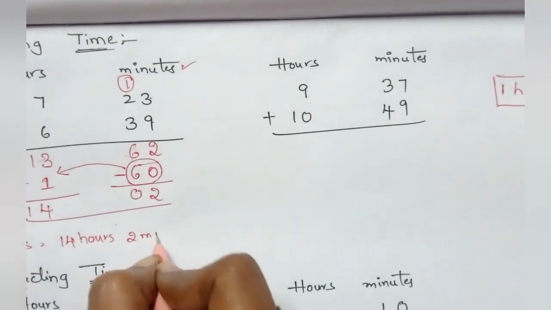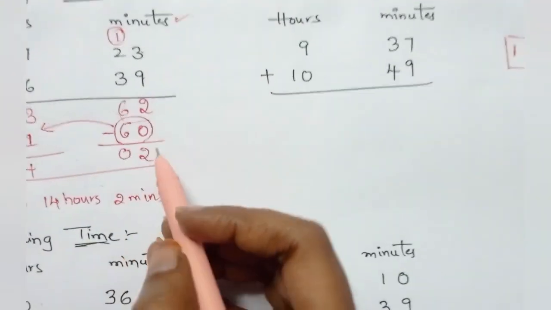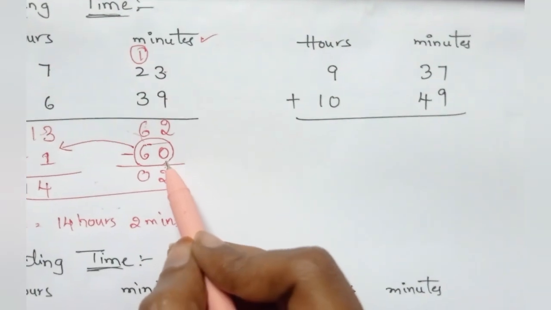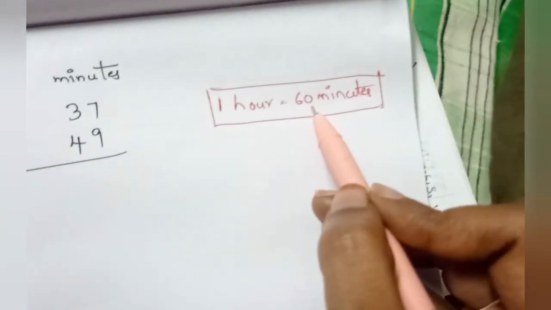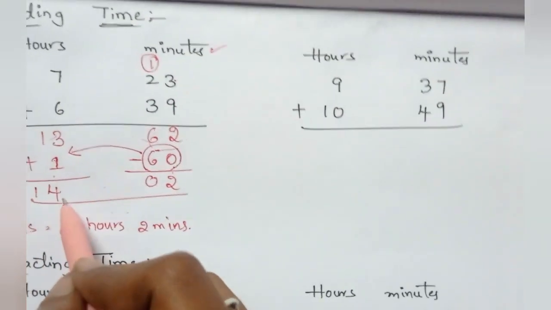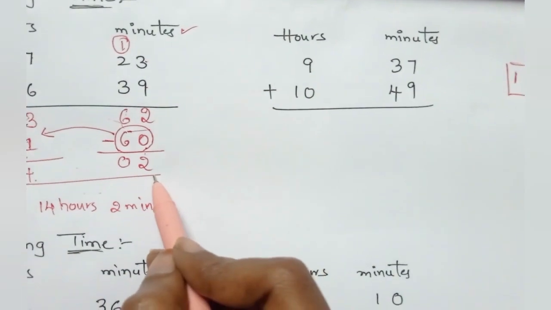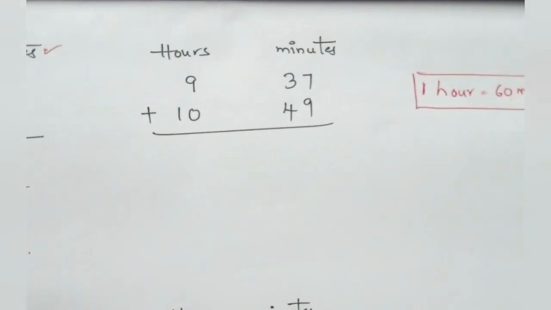14 hours 2 minutes. See here, when we are subtracting 60, we should add to the hours. Why? Because this 60 minutes we are converting into 1 hour, then only we can add it to the hours. So here the answer is 14 hours 2 minutes. Let's solve one more problem.